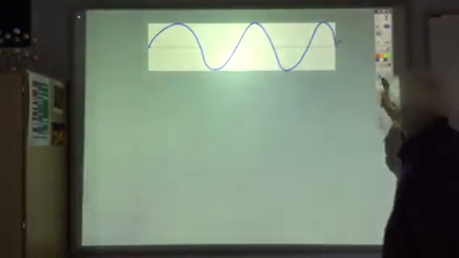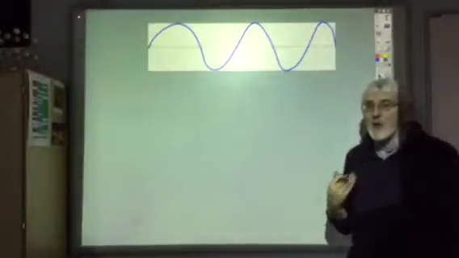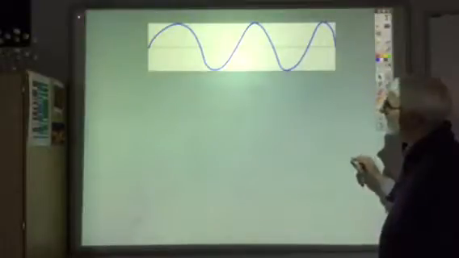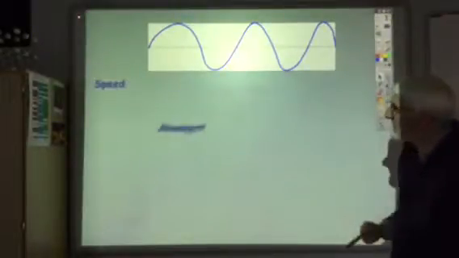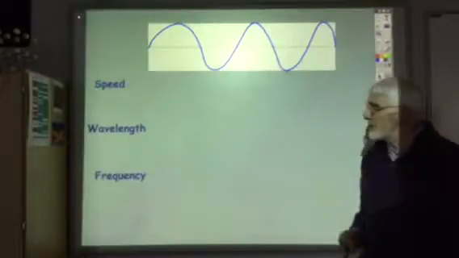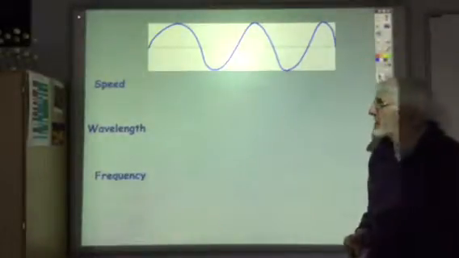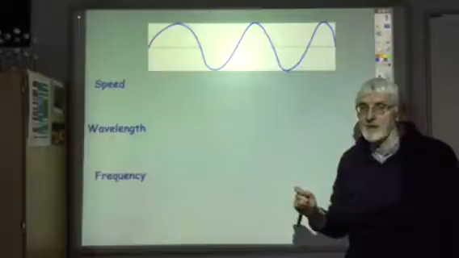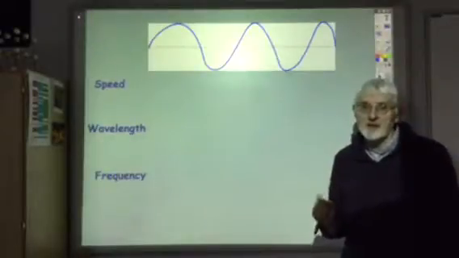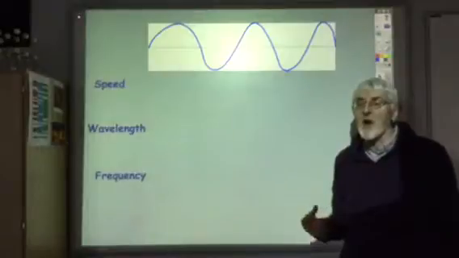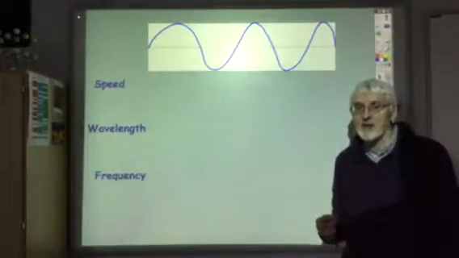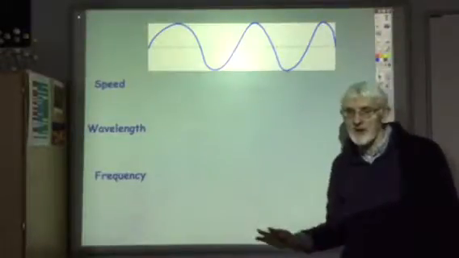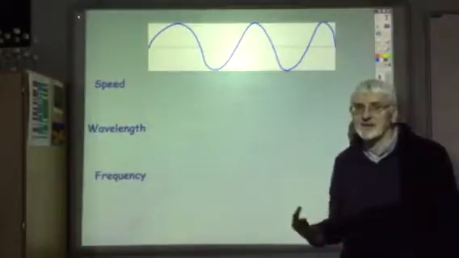Okay, so there's a wave, and all waves can be described by three properties. That is the speed of the wave, how fast it's travelling, its wavelength and its frequency. Some waves can travel slowly, some waves can travel very fast. But that's not the case when it comes to electromagnetic radiation. One thing that all forms of electromagnetic radiation have in common is they all travel at the same speed. So the speed doesn't vary between radio waves and blue light and gamma rays.